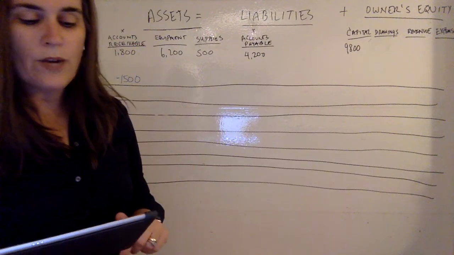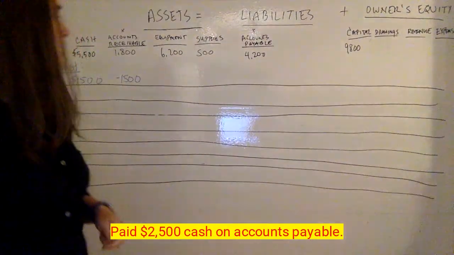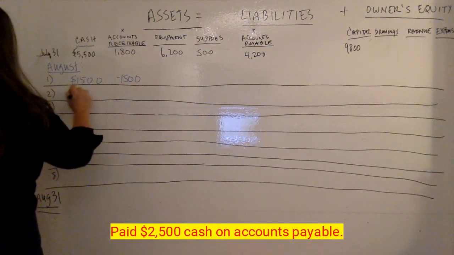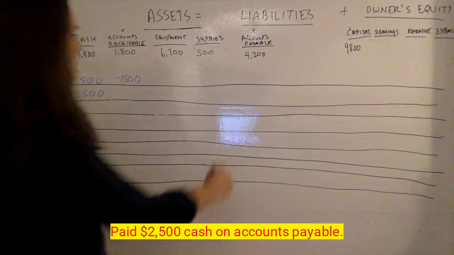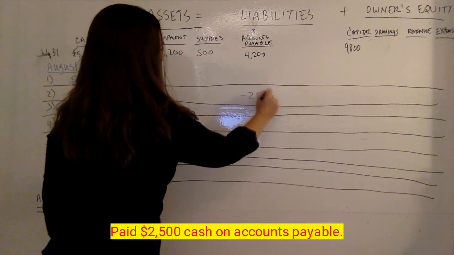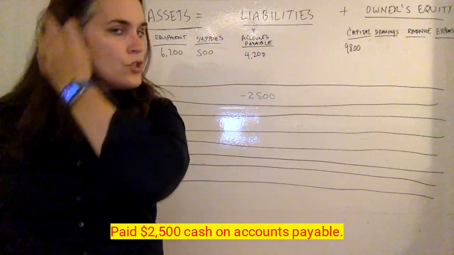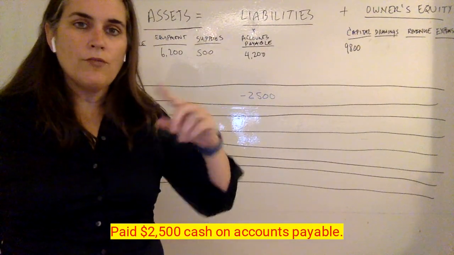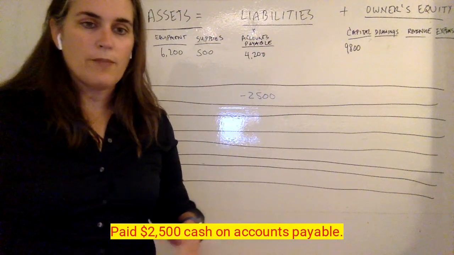Number 2, she paid $2,500 cash on account payable. Okay, so this is the flip. So she paid $2,500 cash on an account payable. Okay, so she's a lawyer. Let's imagine a business fact. She's a lawyer and she has a recurring need for paper because lawyers need paper, okay?